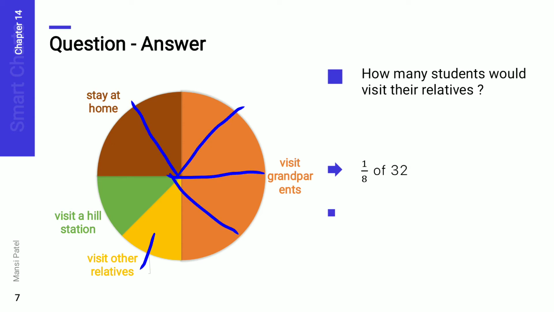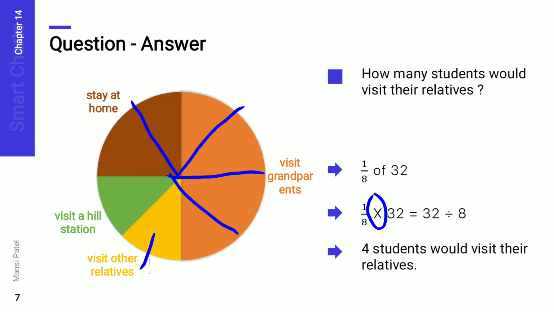Now what do you have to do? You have to remove this "of", and instead of "of" you write the multiplication sign. Now do the multiplication with the number written in the numerator. So 1 multiplied by 32 is 32, divided by 8. 32 divided by 8 is equal to 4 students. So we can say that out of these 32 students, 4 students visit their relatives.